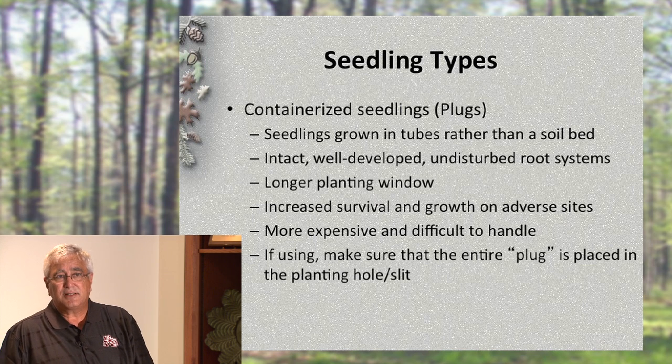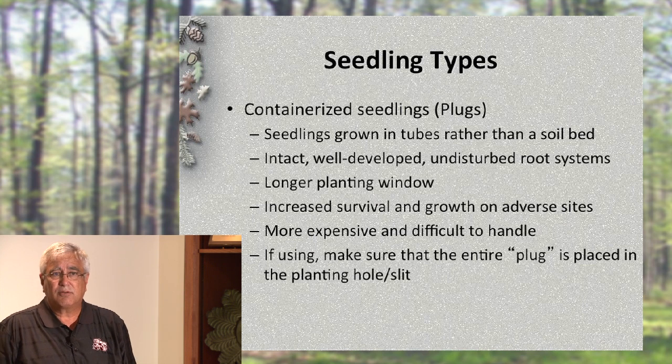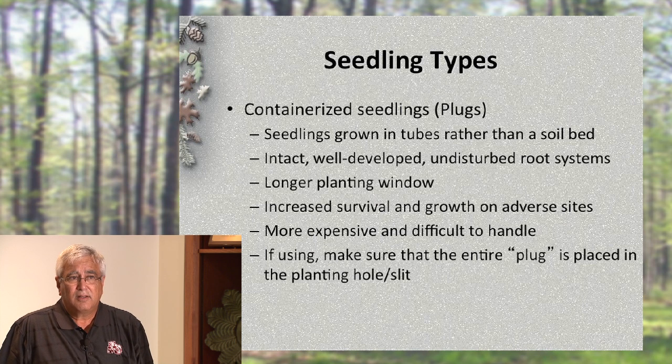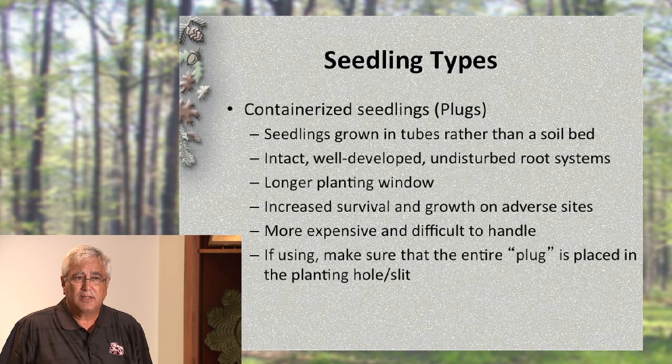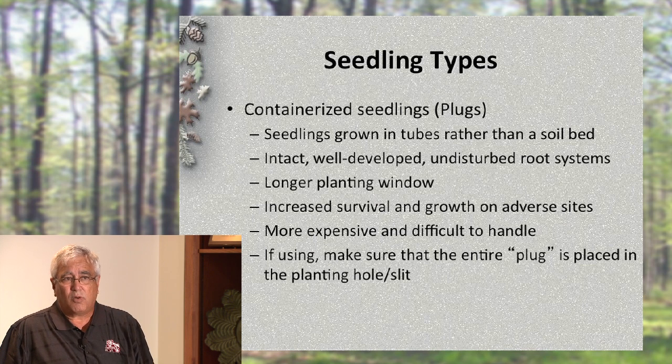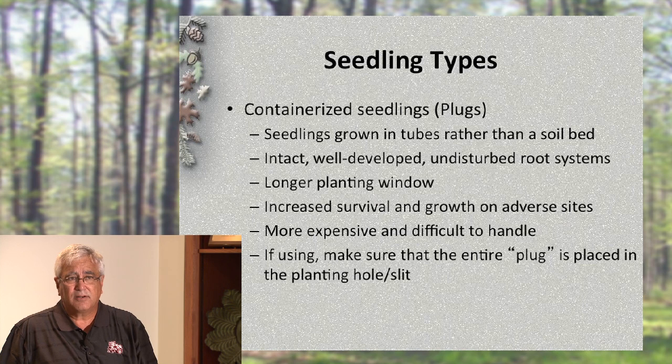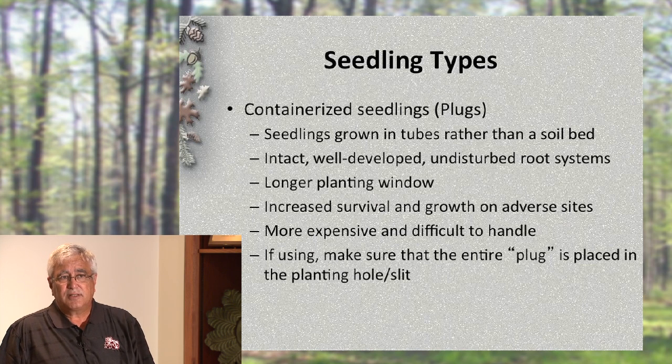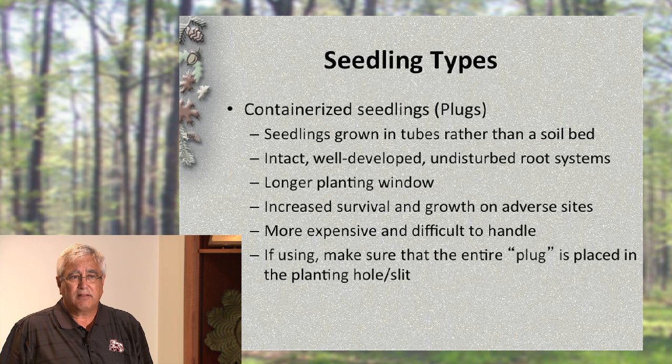There are also containerized seedlings. These are grown in tubes rather than in the soil. They come intact with a well-developed, undisturbed root system. What this does for you is extend the planting window, and you have a much wider window that you can plant, as long as you keep those seedlings in the actual container. You can grow those very late into the year. Because you have an extended window, you increase your survival and growth on adverse sites.